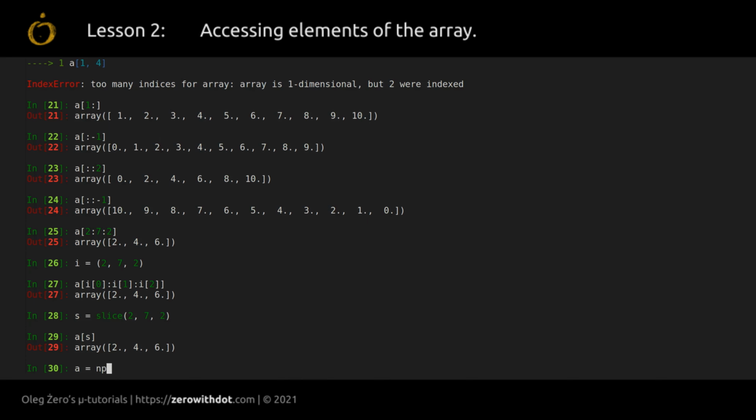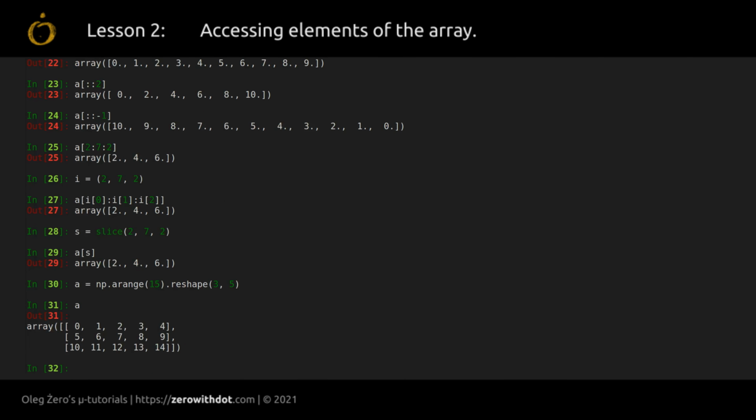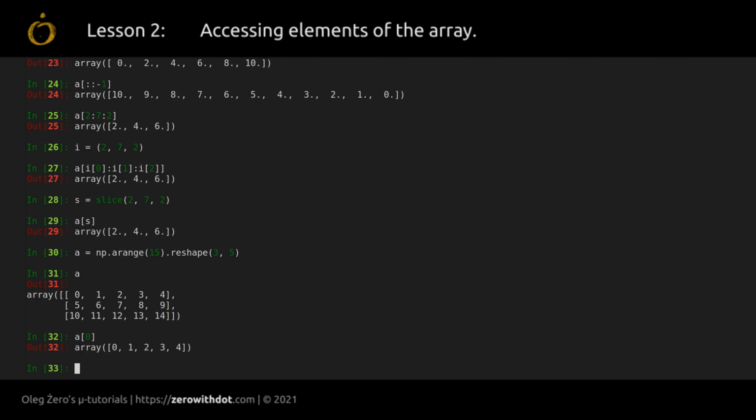Okay. Now, how do you access elements if the array is 2- or multi-dimensional? Let's do arange 3 by 5 again. If we do the same thing as we did before, trying to access the first element of the array, but the array is 2-dimensional, we get a row of numbers. That makes sense, because the first axis of the array is the 0th axis, and that goes vertically. So the 0th element of the array is the first row, right?